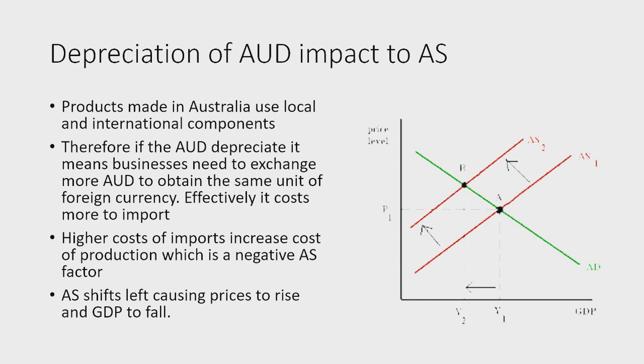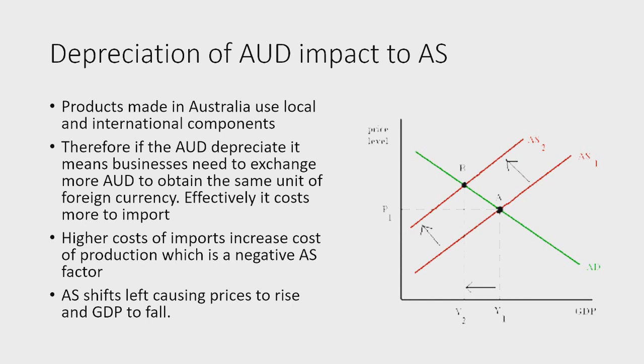We're in a very globalized economy now, and we tend to source or outsource parts from other parts of the world because they can effectively do it faster, better, and cheaper in most cases. So, when the dollar depreciates, it means businesses need to exchange more AUD in order to obtain the same unit of foreign currency. Effectively, it means that the cost of importing these products will be more expensive.